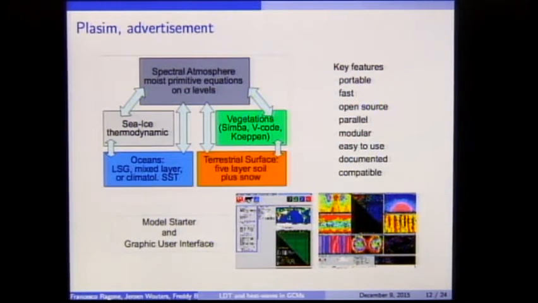Then there are some modules that are switched off now. Vegetation, which is normally used for paleoclimate studies, is not on. And the sea ice, which is very difficult to represent, and the ocean are set as fixed boundary conditions, as I'll explain later.